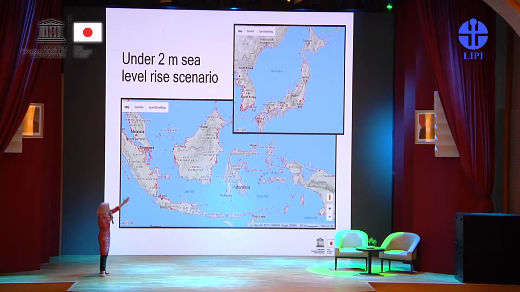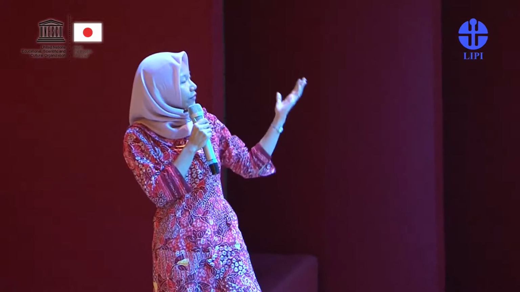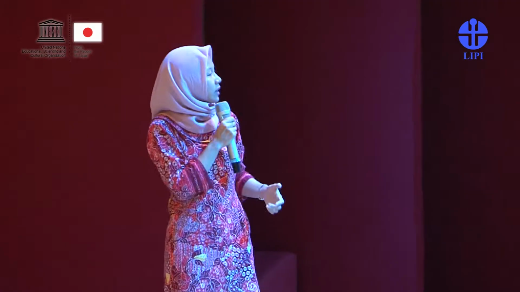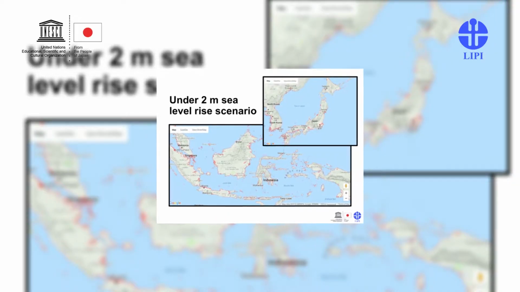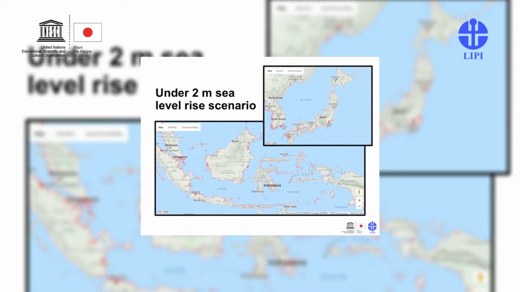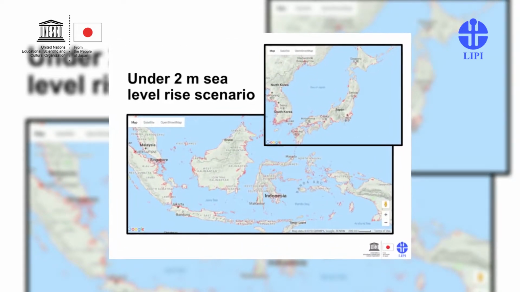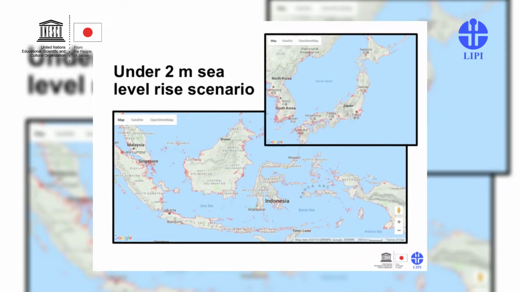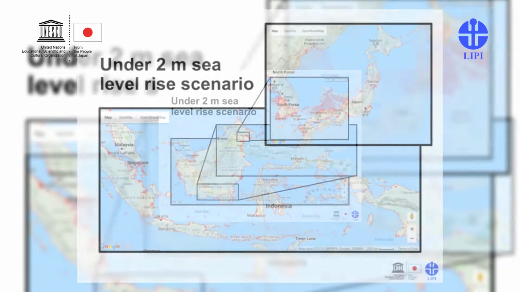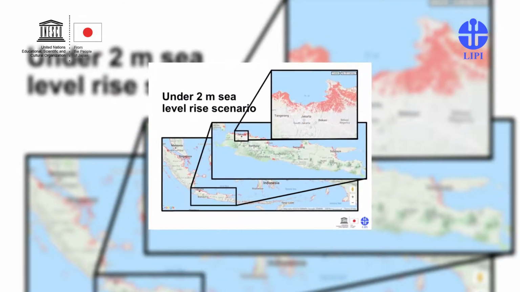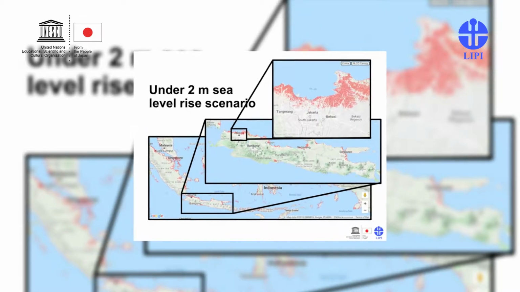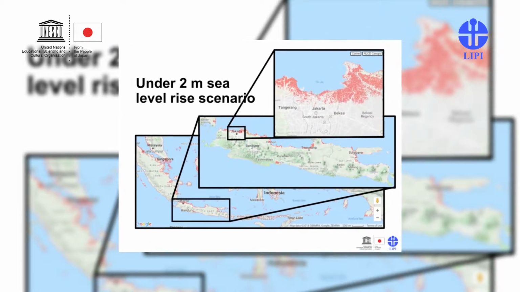In Indonesia, a lot of coastal area will be gone. In Japan as well, and the rest of the world. Now if you click further, in Indonesia we have the most populated island, Java. With the 2 meters sea level rise, a lot of areas in the northern part, Jakarta, Cirebon, Semarang, will be affected a lot more.